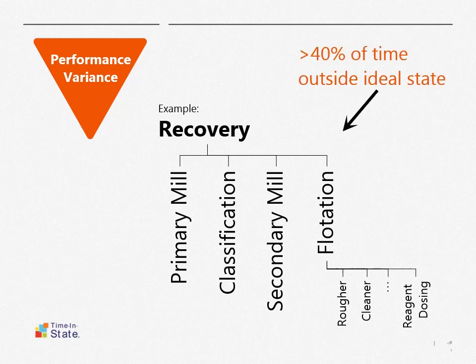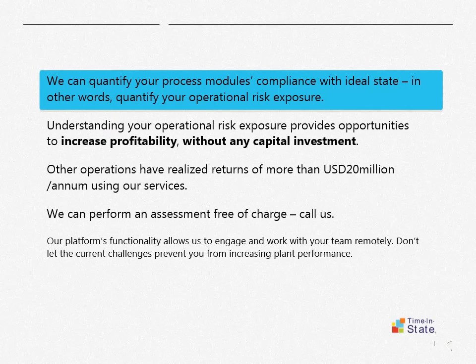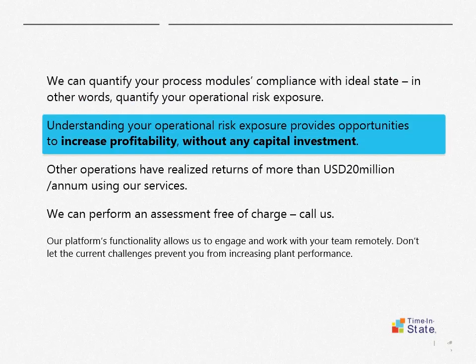We find that modules operate within ideal state for only 40 to 60% of the total operating time. Do you know what your plant's compliance with ideal state is? If not, we know from experience that it will be very difficult to improve performance, and you may find yourself in firefighting mode. We apply our time and state toolset on your process data to provide you with insight into your operational risk exposure. This insight provides you with opportunities to increase profitability without any capital investment.